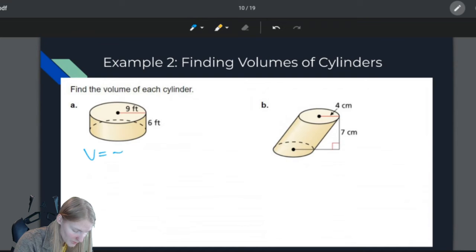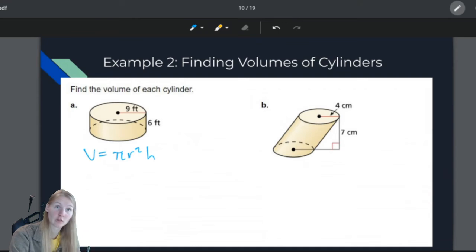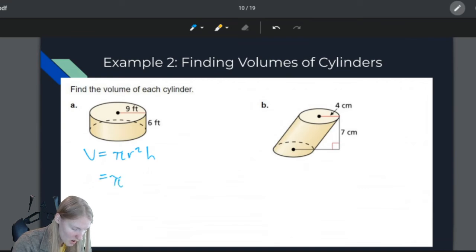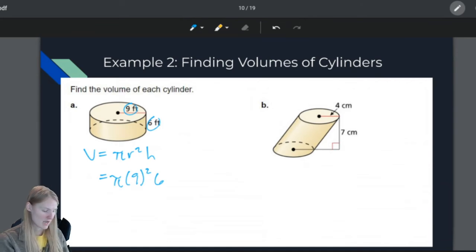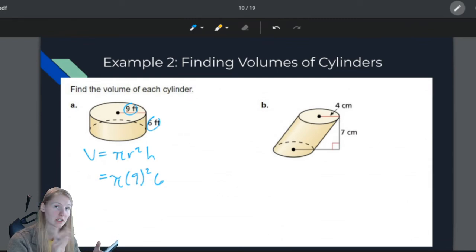Volume equals pi r squared h. And again, remember, this is the same thing as the base times the height. So all you really need to remember is base times height, and then you can find the volume of any prism or cylinder. Okay, so pi r squared h, where r is the radius, and the radius is 9, so we have 9 squared, and the height is 6, so times 6. We can put our answer in exact form or in approximate form. I'm going to do both.